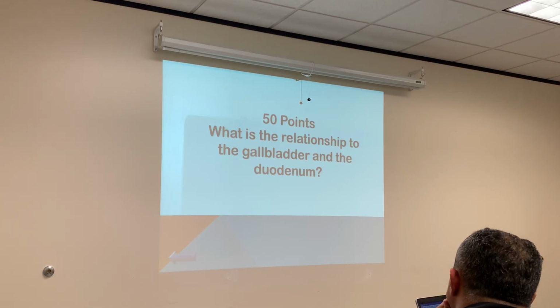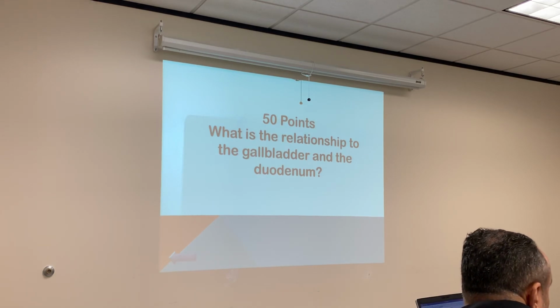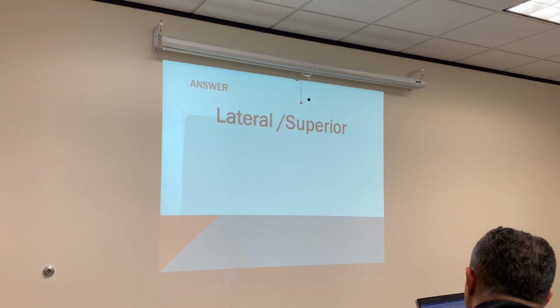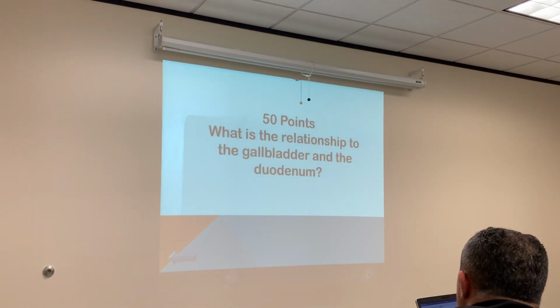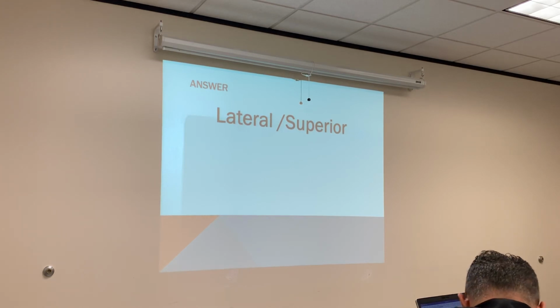What is the relationship of the gallbladder and the duodenum? Anterior, lateral. It releases the bile into the duodenum. Through the cystic duct to the common bile duct, through the head of the pancreas, through the ampulla of Vater, protected by the sphincter of Oddi. So, the relationship of the gallbladder and the duodenum: the gallbladder is always superior, lateral to the duodenum.